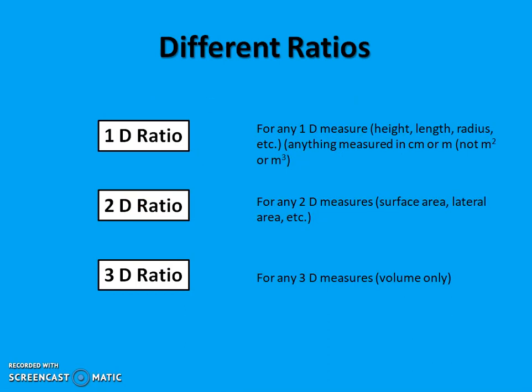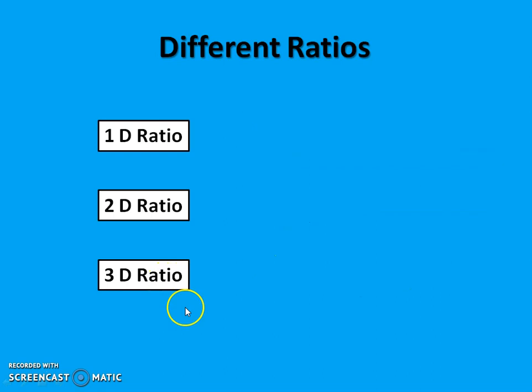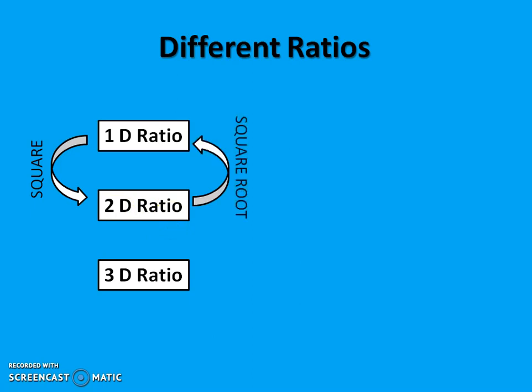So just to give you the information about what things are related in what way, any one-dimensional measurements, heights, length, radius, anything measured in just a regular unit of length, is going to be related by the 1D ratio, just the regular ratio. And any 2D measurement, meaning any area, is going to be that ratio squared, and any 3D measurement, which only relates to volume, is going to be the same ratio to the power 3, cubed. So if you had the 1D ratio, you would get to the 2D ratio by squaring it. That's how they're related. And in a problem where you might have to work backwards, you would take the square root.